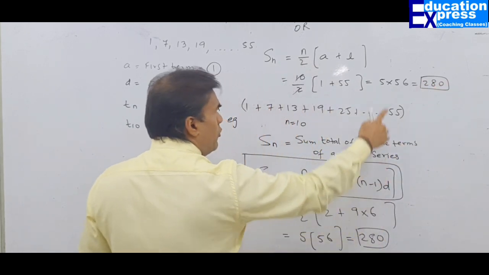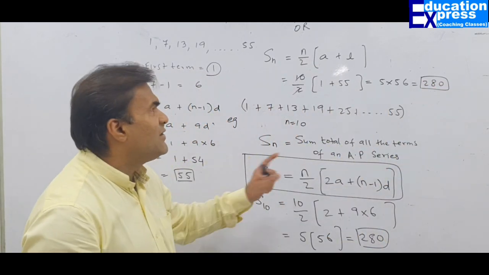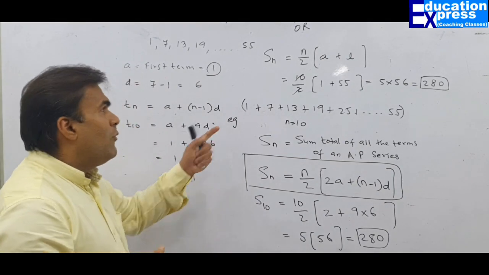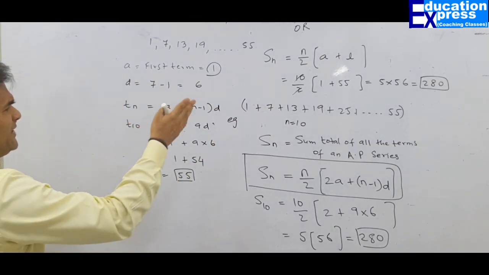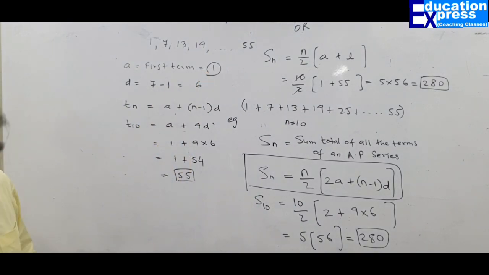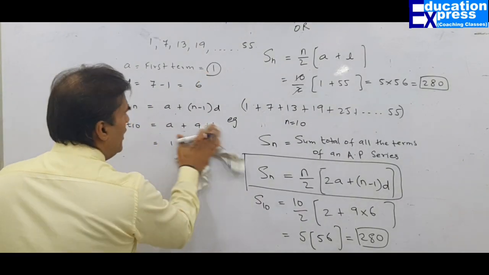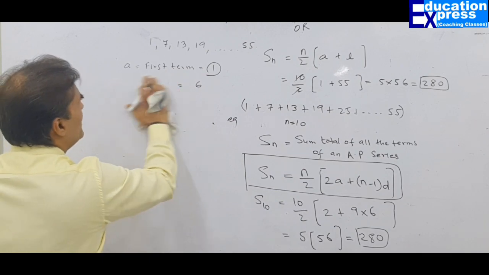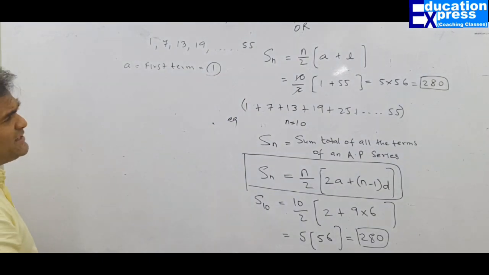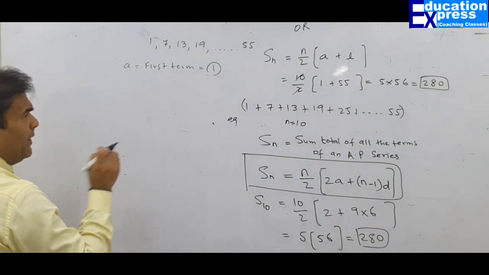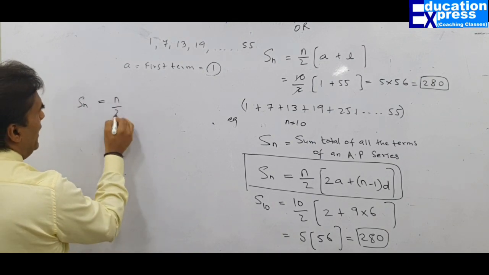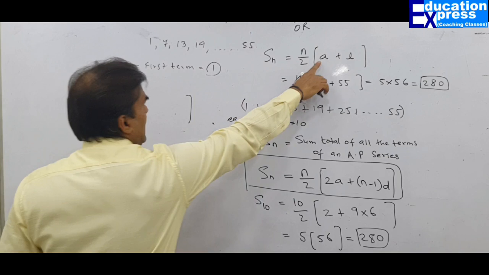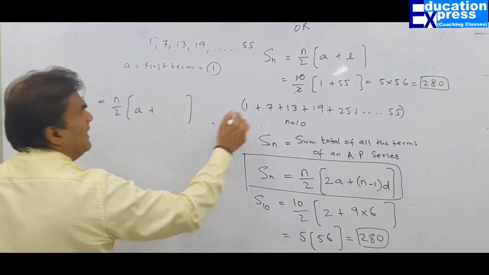Now if you compare both the answers, they are the same. Though the formulas are different, the answers are the same. Now about the secrecy of that particular formula: sir, though the formula looks different, how do we get the same answer? My answer is, though the formula looks different, trust me, it's one and the same. I'll tell you why. N upon 2 (A plus last term).